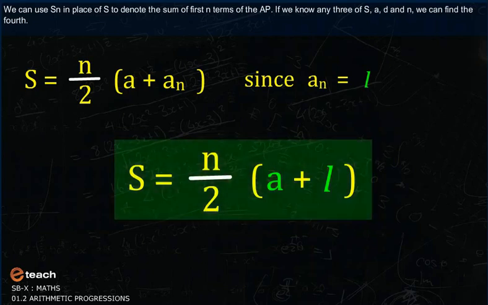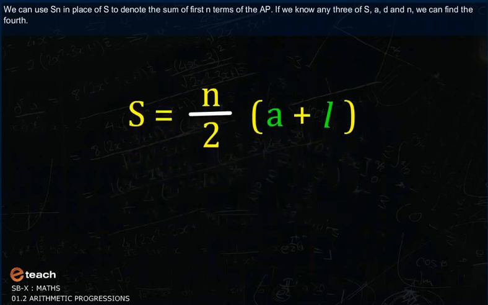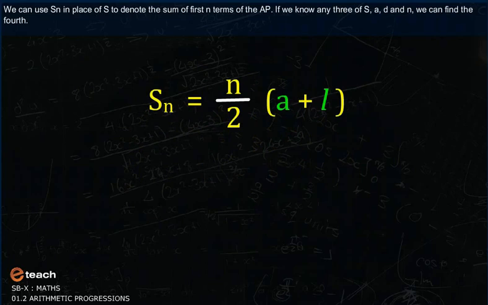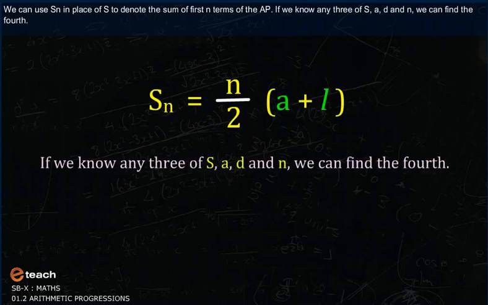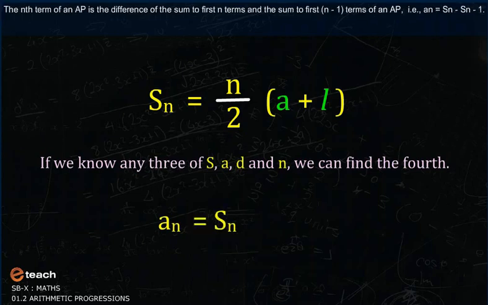We can use Sn in place of S to denote the sum of the first n terms of the AP. If we know any three of S, A, D and n, we can find the fourth. The nth term of an AP is the difference of the sum to first n terms and the sum to first n minus 1 terms of an AP, that is, An is equal to Sn minus Sn minus 1.